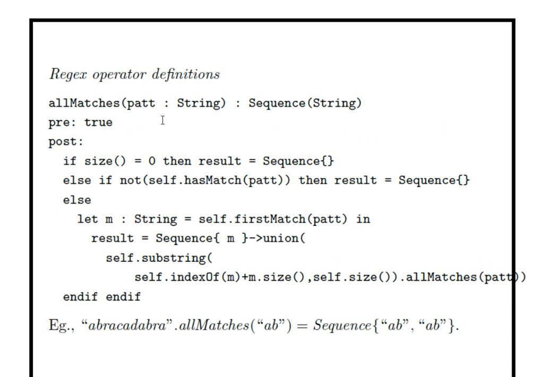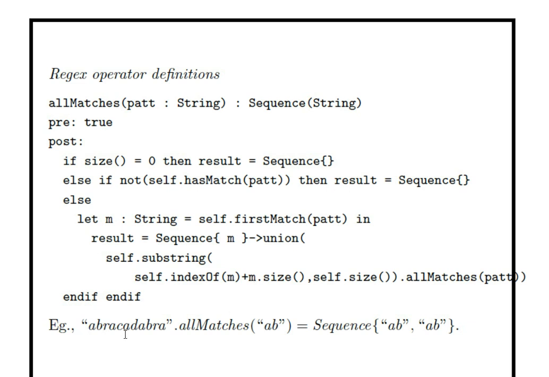And likewise, allMatches can be recursively defined from hasMatch. So if there isn't a match, we return the empty sequence. Otherwise, we get the first match and add that to the sequence at the beginning, and then recursively get the allMatches for the remainder of the string.